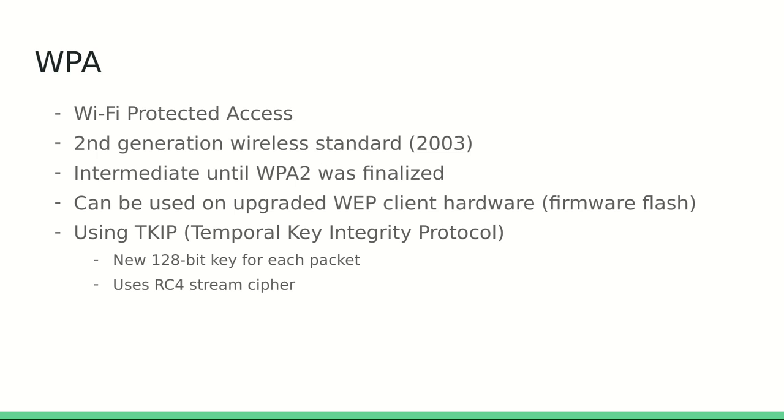WPA uses the Temporal Key Integrity Protocol, also known as TKIP, for its authentication. This creates a new 128-bit key for every packet that is sent out. It is also based on the RC4 stream cipher.